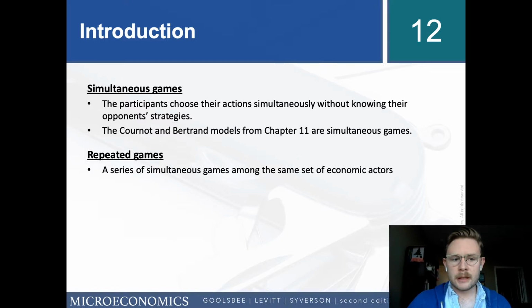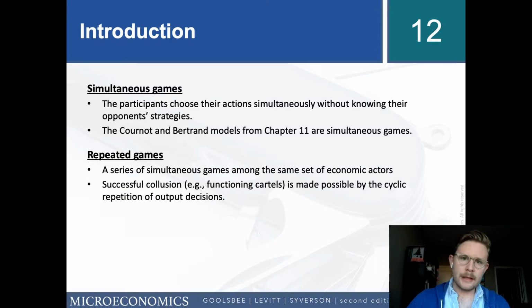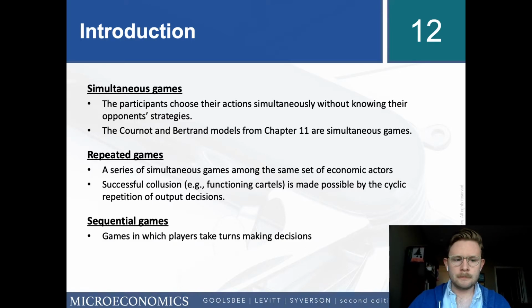The second one is repeated games. These are a series of simultaneous games among the same set of economic actors. We talked again in the last chapter a little bit about this. I referenced the idea that collusion is made maybe more easy or more difficult based on whether or not the game is repeated. Usually collusion is made possible by competition happening over a long period of time. So that's just what repeated games are.